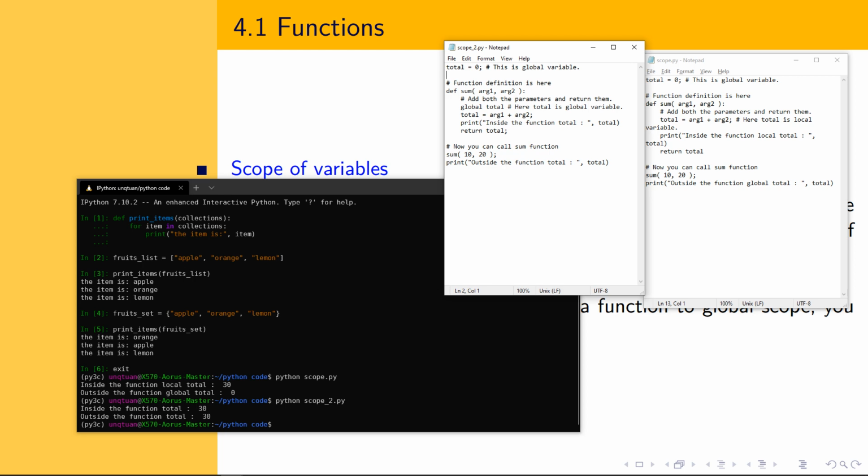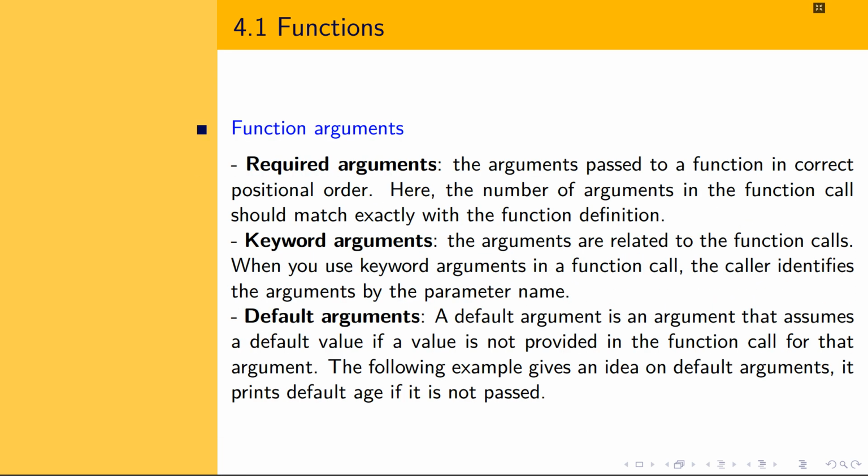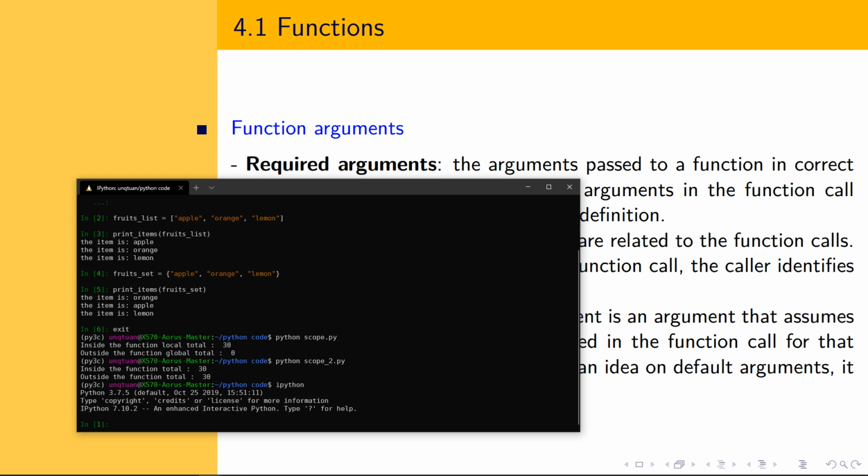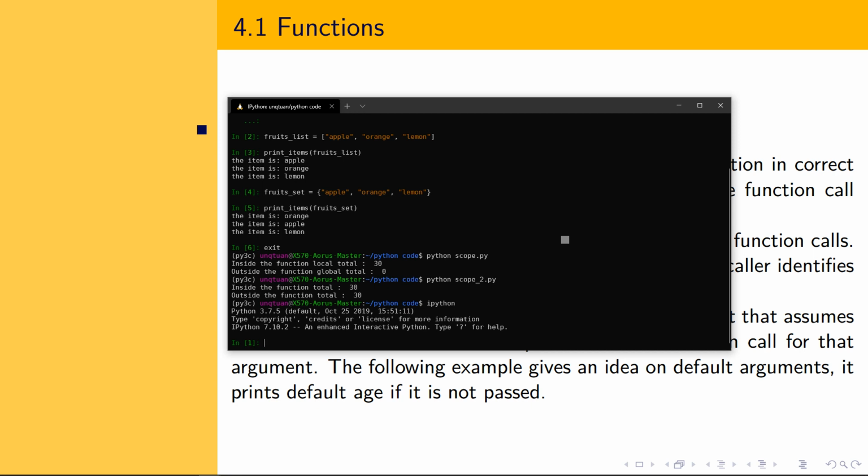So the next thing I would like to talk about is function arguments. Python provides three types of arguments: required arguments, keyword arguments, and default arguments. Let's consider an example in Python. Here I open IPython, and we define a function which prints out the name and age of a person. So we have def print_info(name, age).